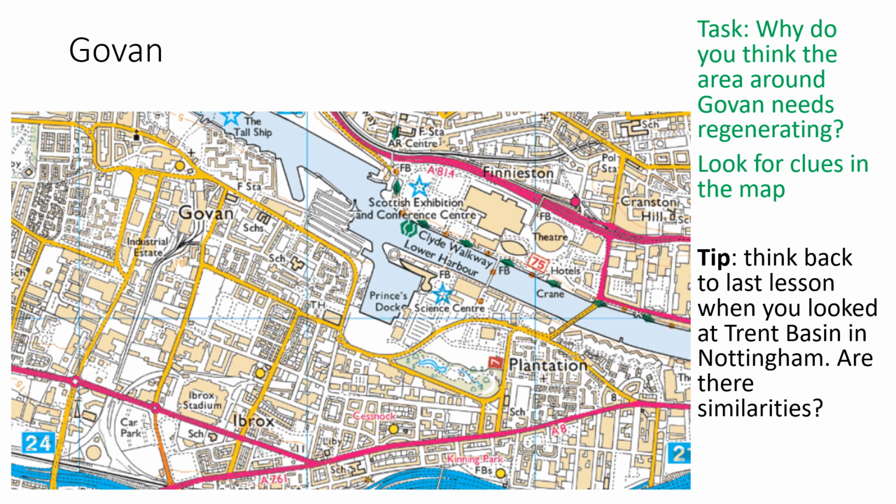Why do you think the area around Govan needs regenerating in the first place? So look for clues on the map here. I've got a little bit of a tip. Think back to last lesson when you looked at the Trent Basin in Nottingham. Are there any similarities? Pause this and then unpause to listen to my explanations.